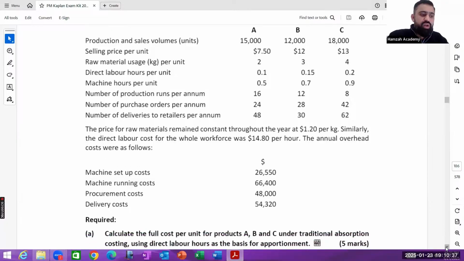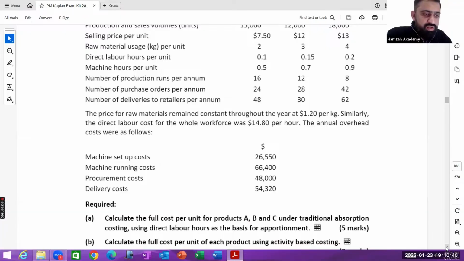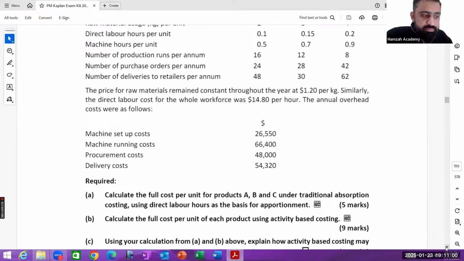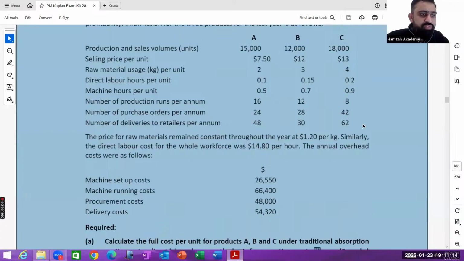Now, the requirement. The first requirement is to calculate the full cost per unit of products A, B, and C under traditional absorption costing, using direct labor hours as the basis for apportionment. And the second part is to calculate the full cost per unit of each product using activity-based costing. So first of all we need to use the traditional absorption costing method, then we will use the activity-based costing system.